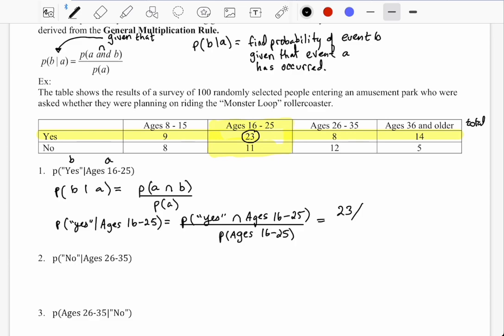So 32, 40, 54, 19, 31, 36. Oh, you know what? I made a typo on this a while ago, and I never got around to fixing it. This doesn't add up to 100, it adds up to 90. So this is actually a typo here. It should be 90 randomly selected people.